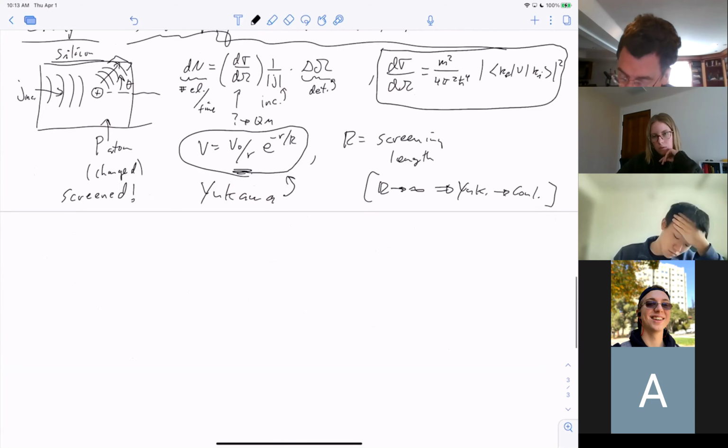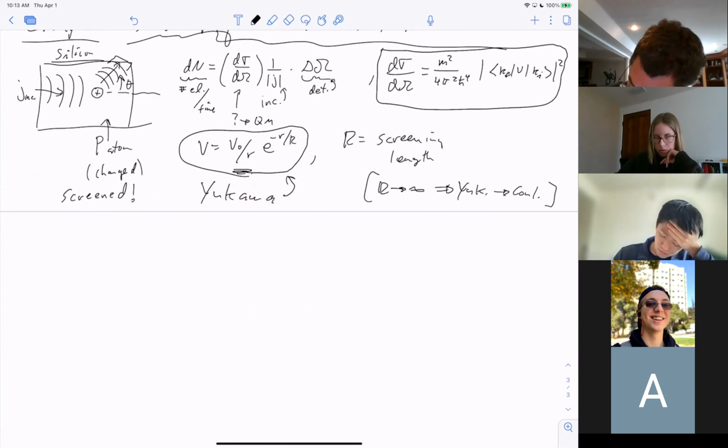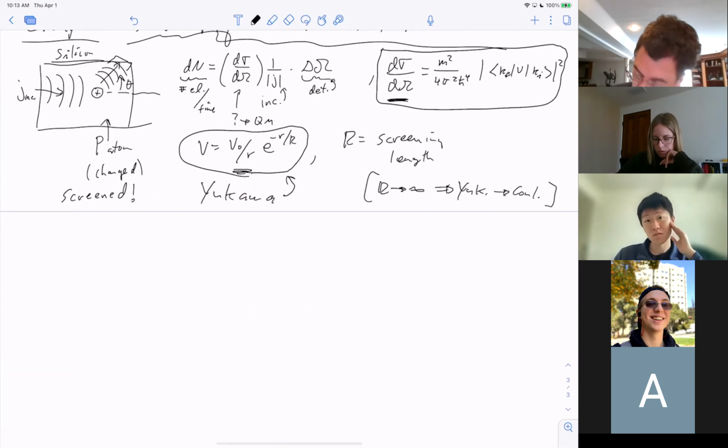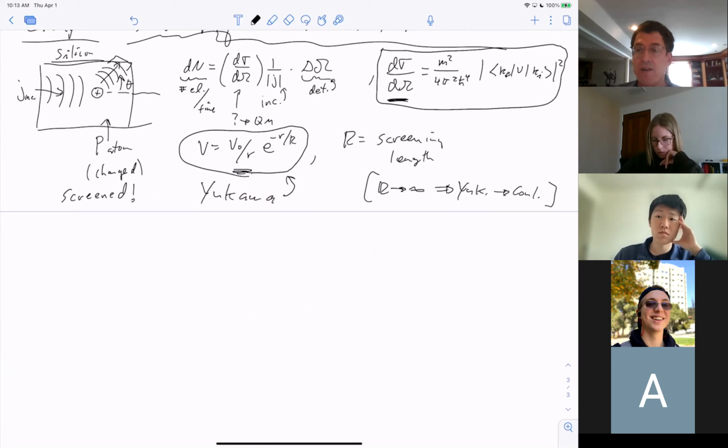Okay, so now I'm scattering across this Yukawa potential, and I want to know what is this differential cross section for scattering off a Yukawa potential, because I want to know what happens when my electrons are going through the silicon device and bounce off of this phosphorus atom. So I know the potential is a Yukawa potential, and the screening length of silicon is some number that you look up in a book.